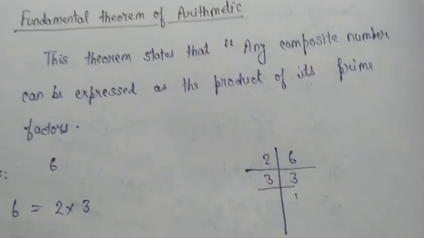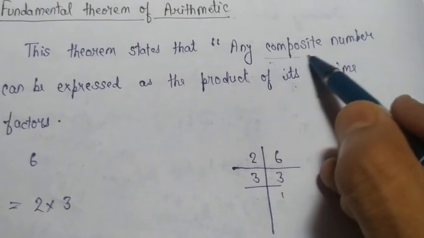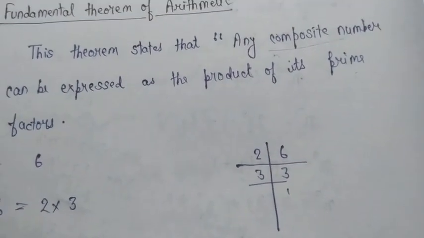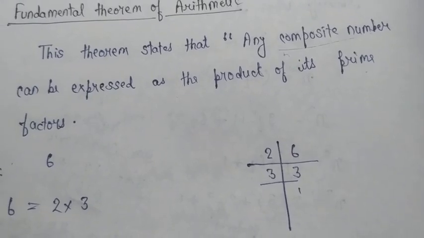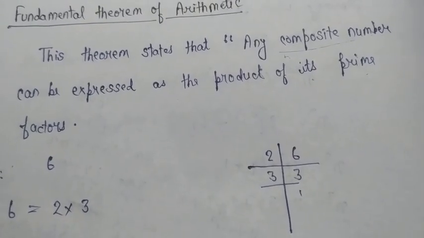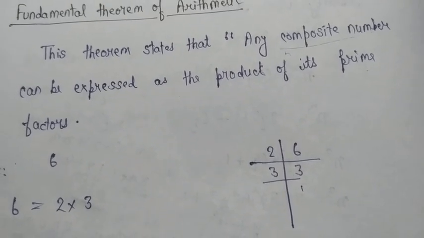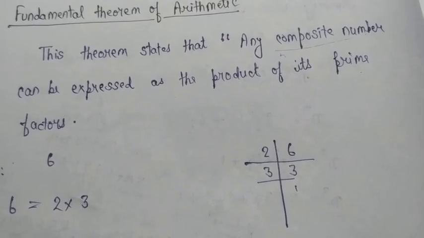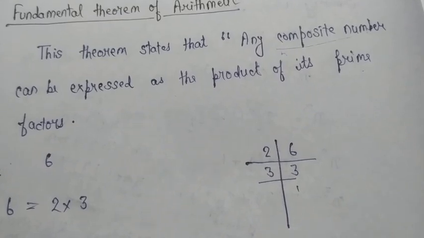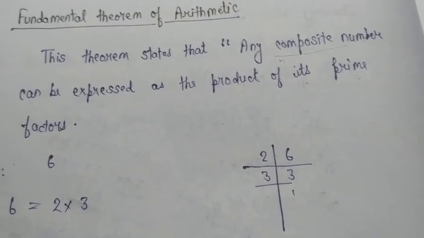Now first, students, understand what a composite number is. See, composite numbers are those numbers which have more than 2 factors. I am going to repeat it again. Composite numbers are those numbers which have more than 2 factors. Now what is the smallest composite number?